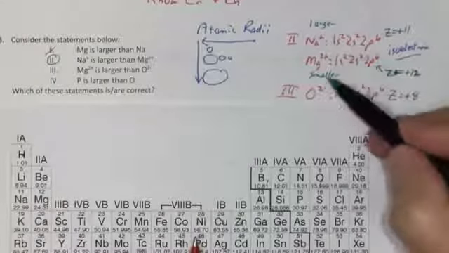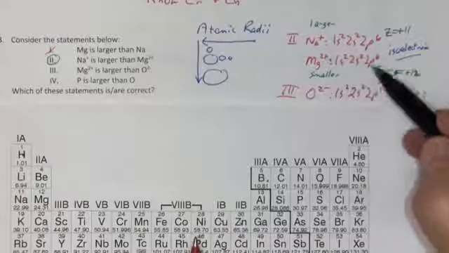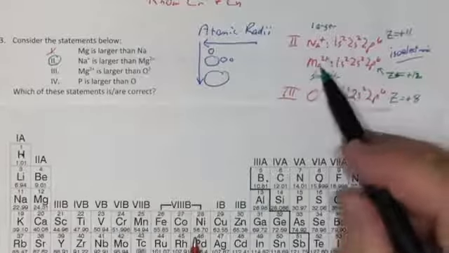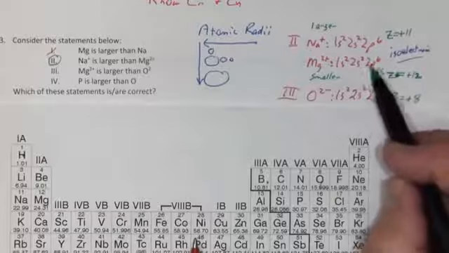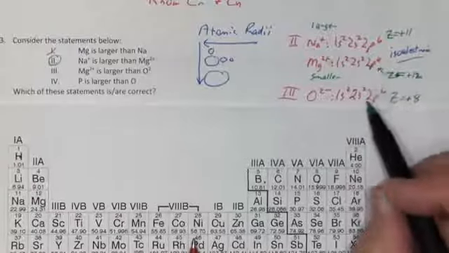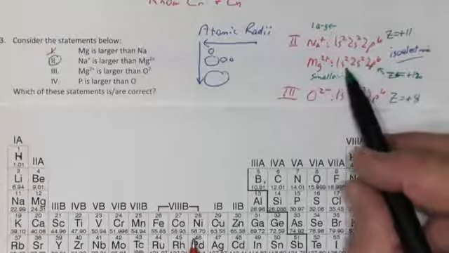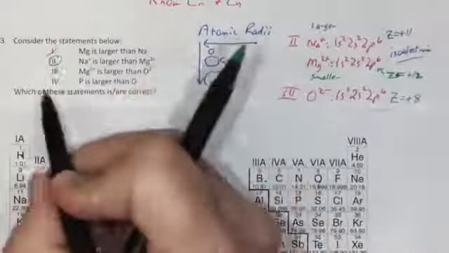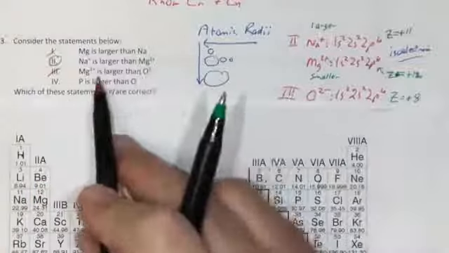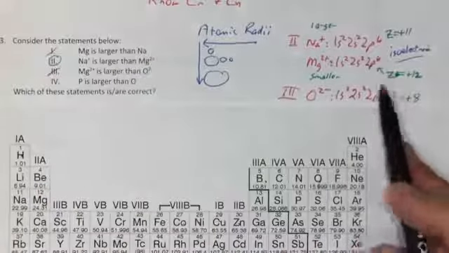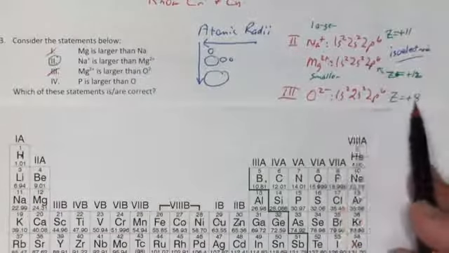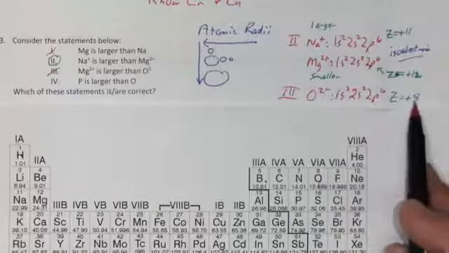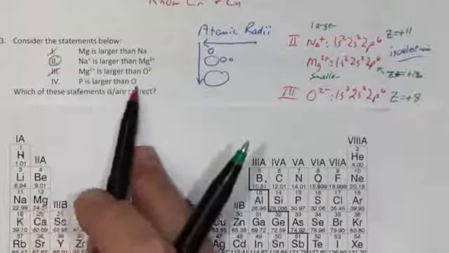So when I'm comparing magnesium and oxide, they have the same number of electrons, but magnesium has a lot more protons, 12, to pull them in very tightly than oxygen does. So magnesium is much smaller. So this is a false statement. Magnesium is not larger than oxide. Oxide is bigger than magnesium. They both have the same number of electrons, but oxygen does not have as many protons to pull them in together.